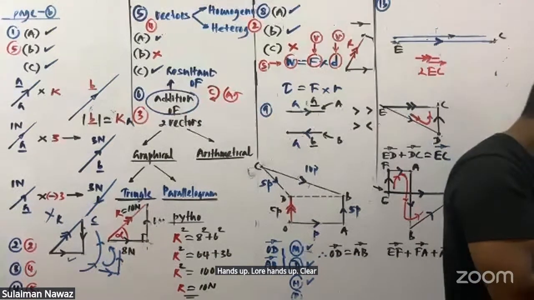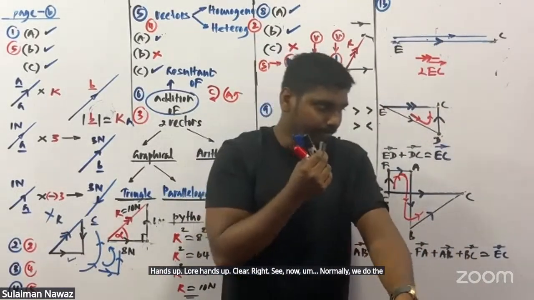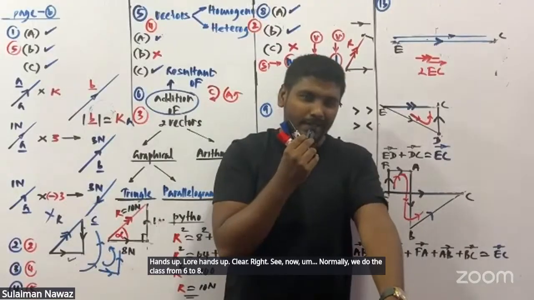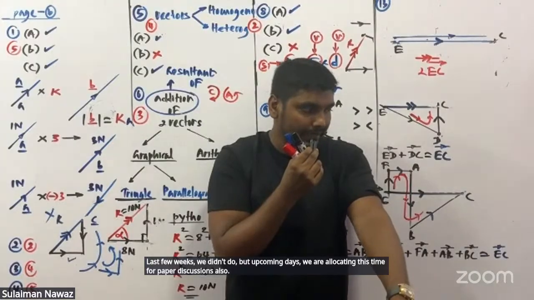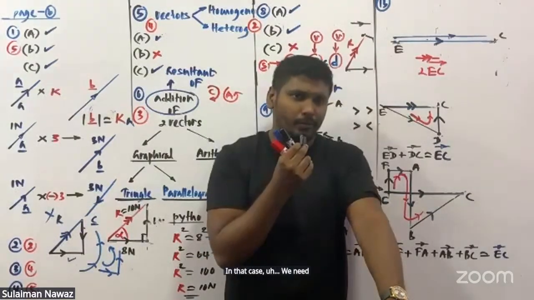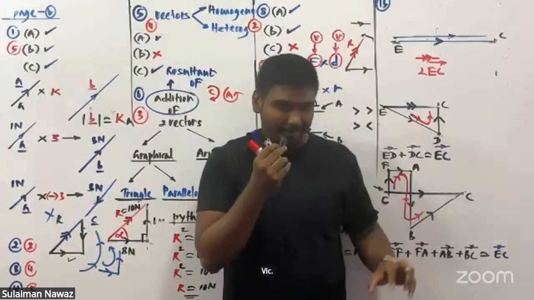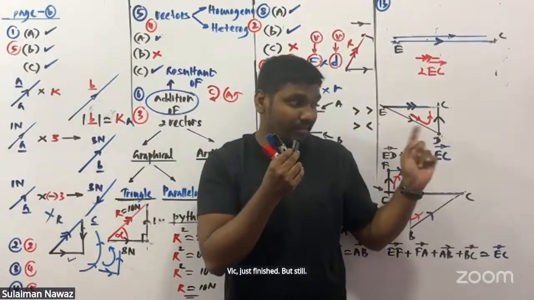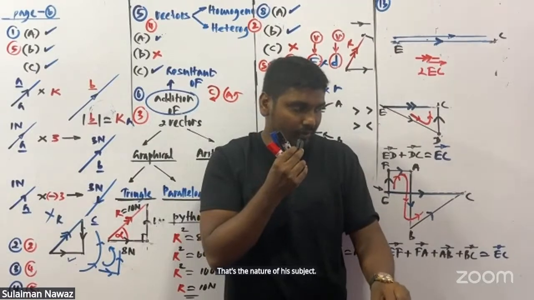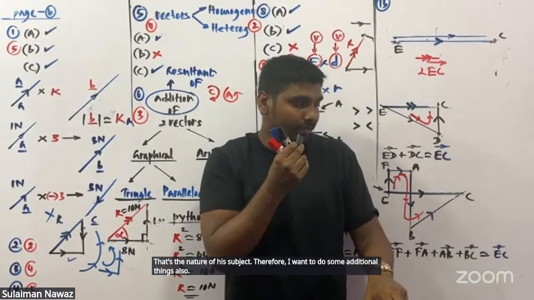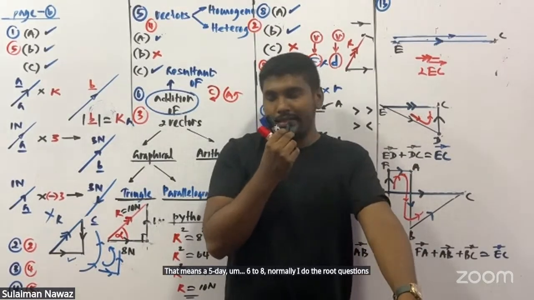Clear. Right. Now, normally we do the class from 6 to 8. Last few weeks we didn't do, but in upcoming days we are allocating this time for paper discussions also. In that case, we need time. Normally in physics, theory is finished and vectors are finished, but even when theory is finished, we are still learning stories. That's the nature of the physics subject. Therefore, I want to do some additional lessons also. That means Friday, 6 to 8. Normally, I do the questions.